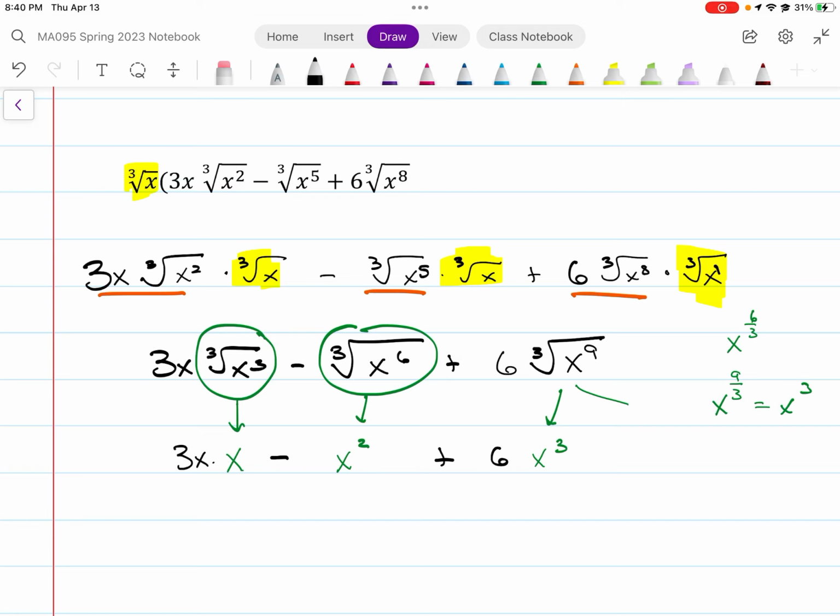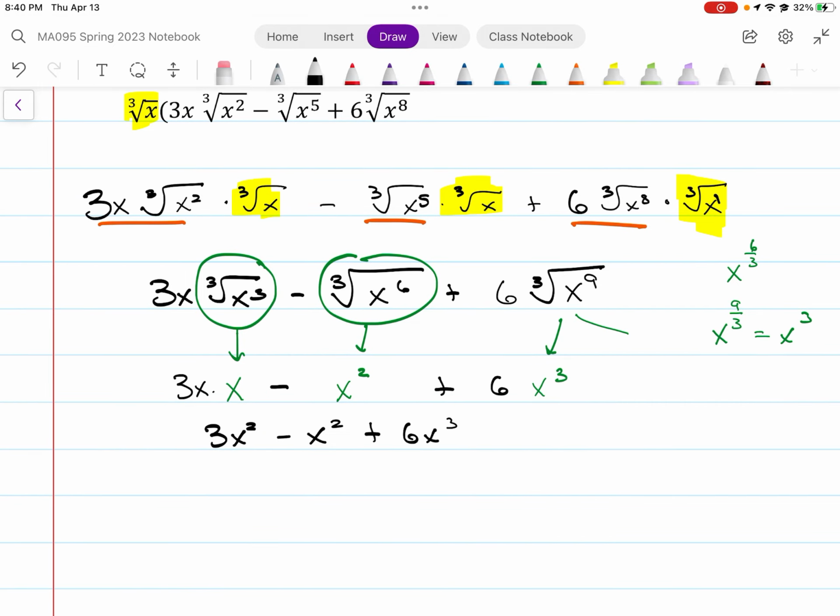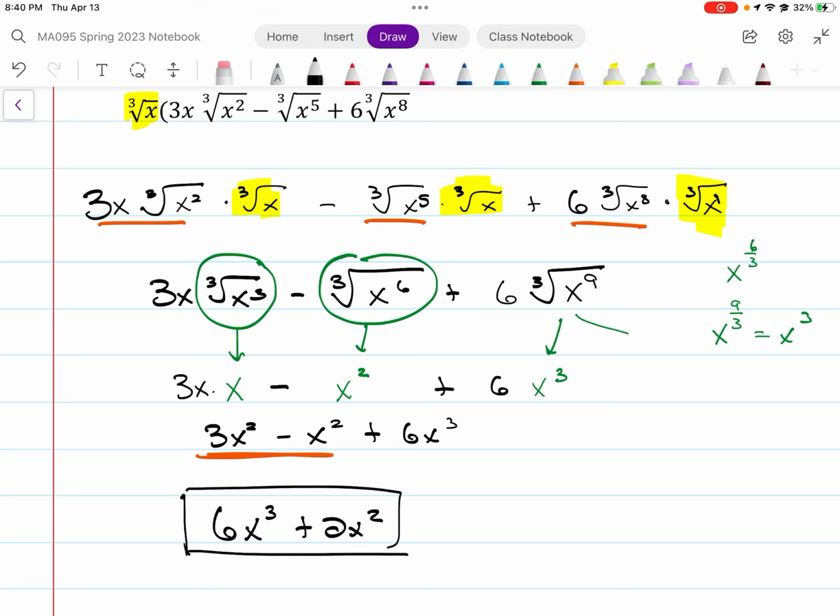All right, so I've got 3x squared minus x squared plus 6x cubed. Let's write this in descending order and combine like terms. So these two combine, and the descending order means the first one has to be the 6x cubed because it has the highest degree. 6x cubed plus 2x squared. And that's the answer to that.